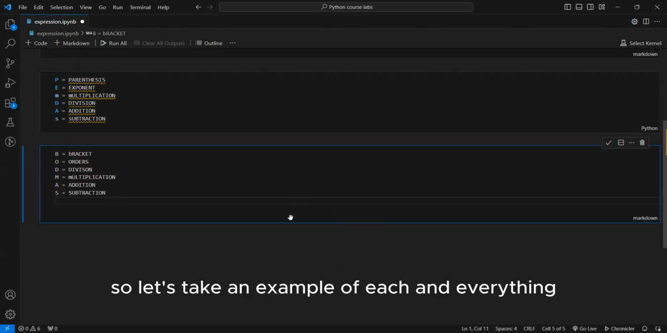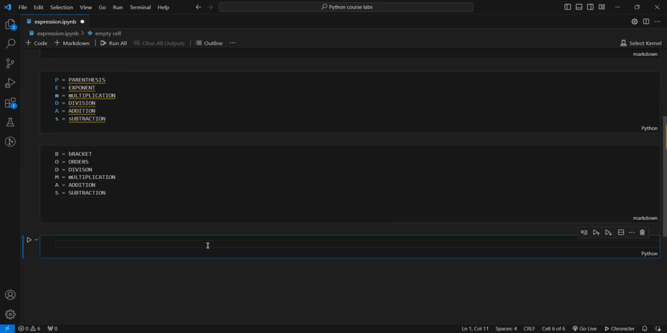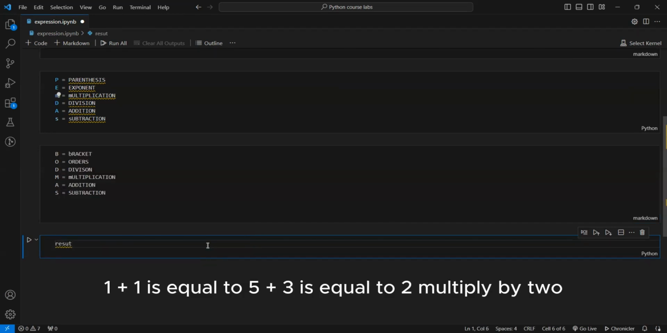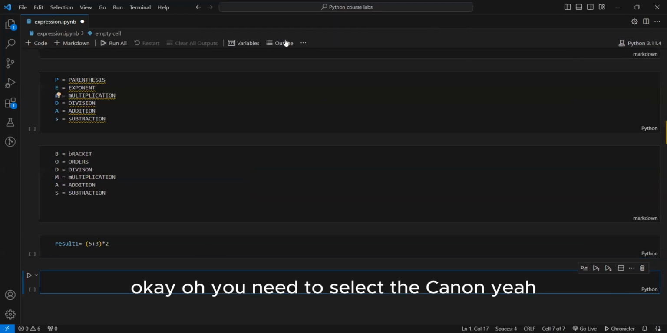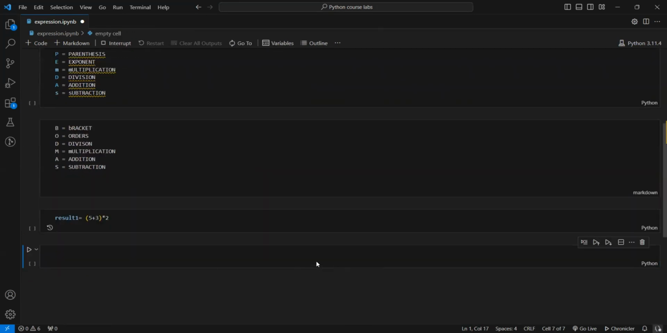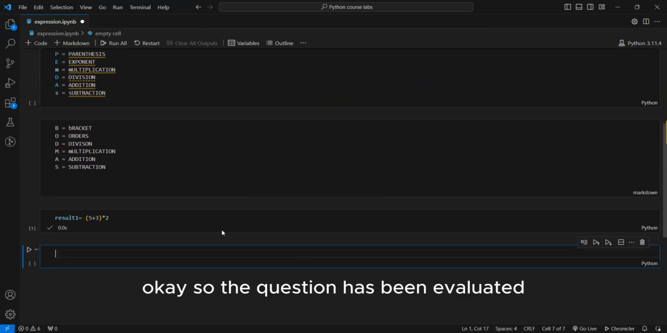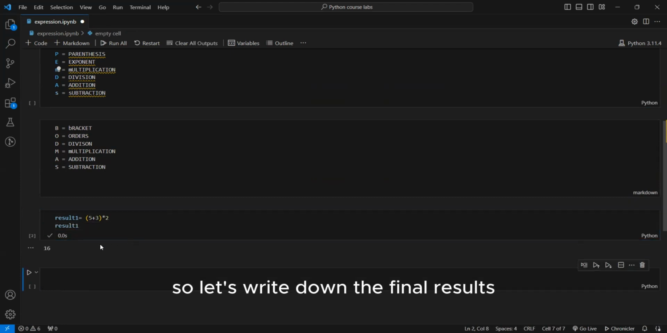Let's take an example of each, like parenthesis, exponent, division, floor division, and other things. So I'm going to write some code. Result1 is equal to 5 plus 3, multiplied by 2. Oh, we need to select the kernel. Yeah, it's done. So the equation has been evaluated. Let's write down the result. So our result is 16.